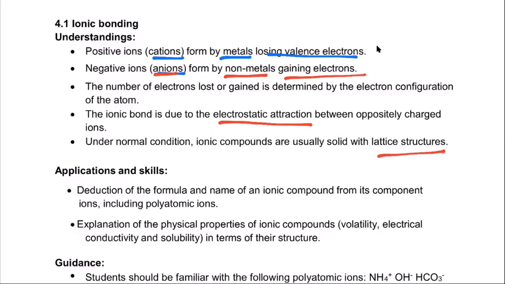So ionic bonds don't have molecules. It's not like we think of the water molecule kind of looking like this. That's covalent. Ionic bonds don't have structures like that. And we're going to talk about what structures they do have a little bit later on.